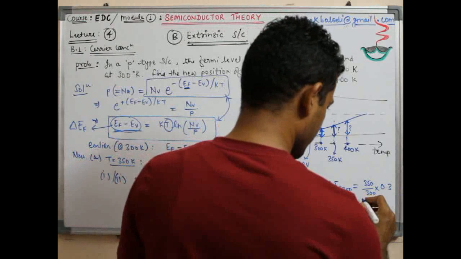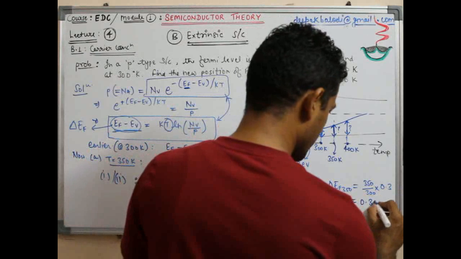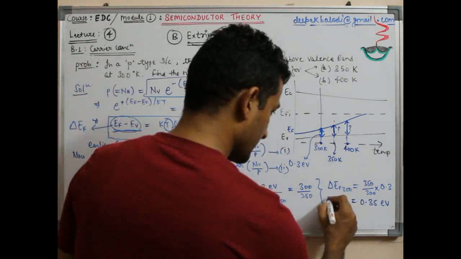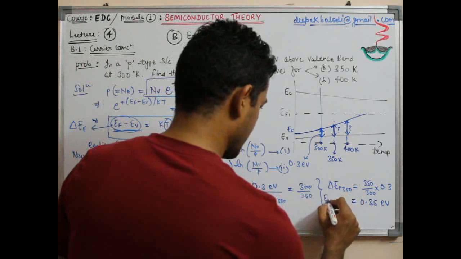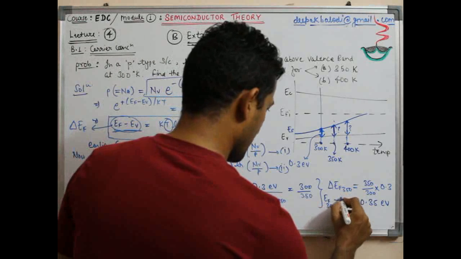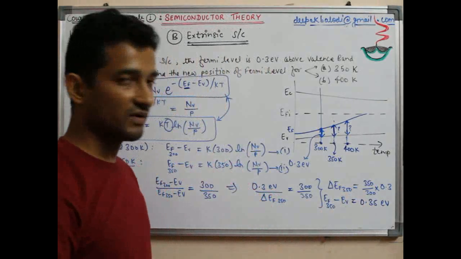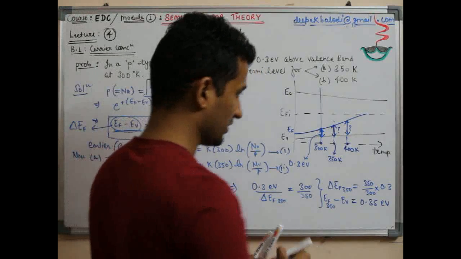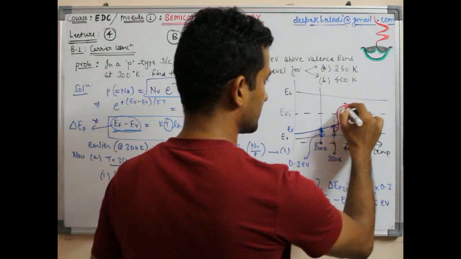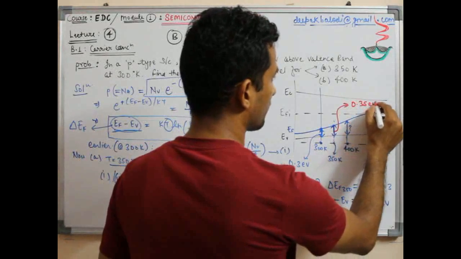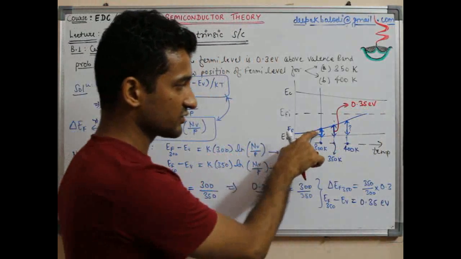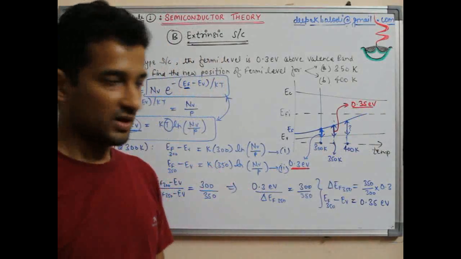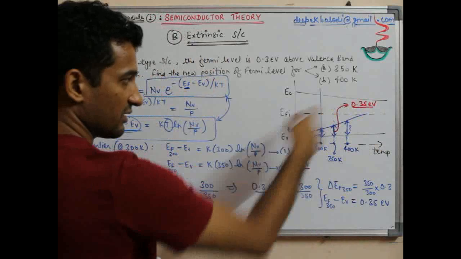Oh, it is interesting. This will make it 0.35 electron volts. So delta EF at 350 is EF at 350 minus EV, so EF at 350 will be 0.35 electron volts above EV. So this value will be obtained: 0.35 electron volts. As was expected, this will increase by this. It was 0.3 electron volts, now it goes here.